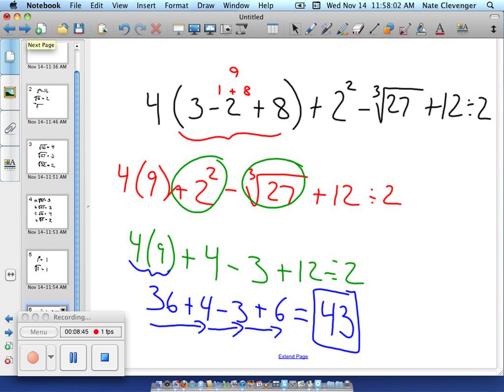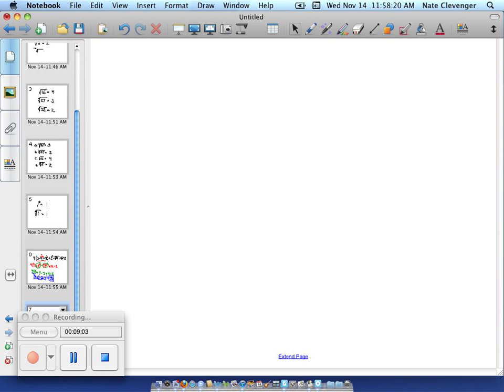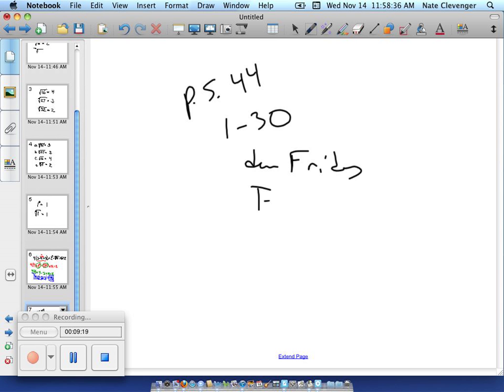They're going to get a little more lengthy. You're going to need to write neatly, take your time, show your process, especially on tests after Thanksgiving. You'll need to show those processes or it's hard for me to give you much partial credit on that. Okay, your assignment: problem set 44, 1 through 30, due Friday, test Thursday.